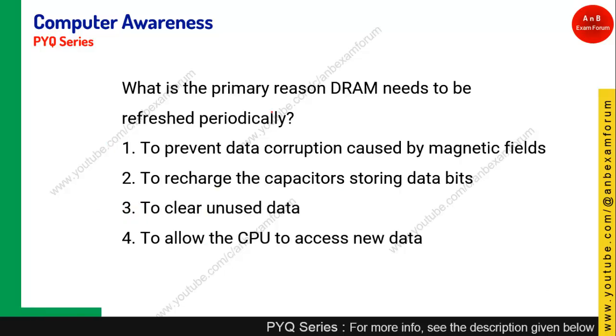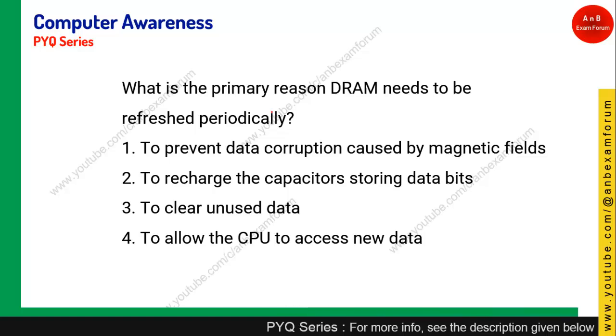Coming to the next question, what is the primary reason DRAM needs refresh periodically? Again, a second question from memory, and there are two kinds of memory, SRAM and DRAM, that is dynamic RAM. RAM is random access memory, and you should know the basic difference between DRAM and SRAM is that DRAM requires refreshing periodically. Why does this require refreshing periodically? Because it has capacitors in it, and these capacitors need to be charged and discharged, because this charging and discharging will decide the storing of the data bit.